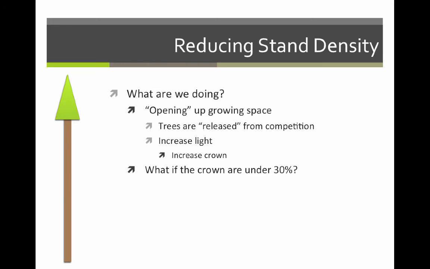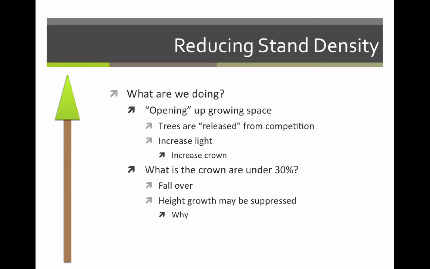And what happens if the crown is under 30%? Well, it can fall over, height growth may be suppressed. And why might that height growth be suppressed? Well, the released crown only expands as photosynthate is available for shoot growth. So there could be a period of almost catch-up. There's only so much available, and the tree has got to put some on. So there can be a lag time as the tree responds to this.